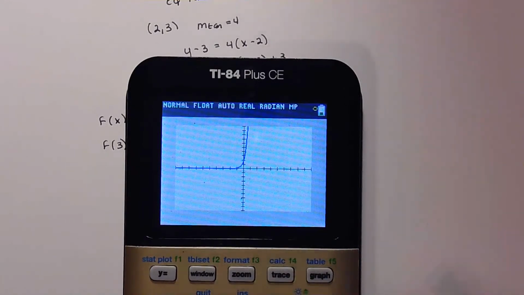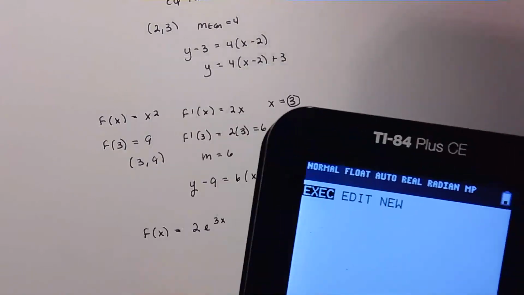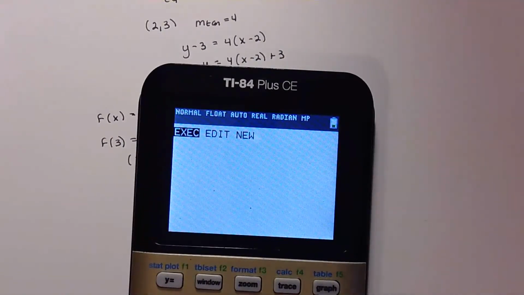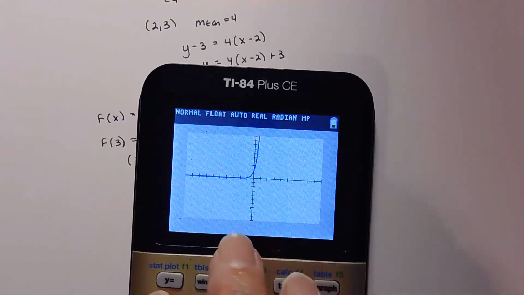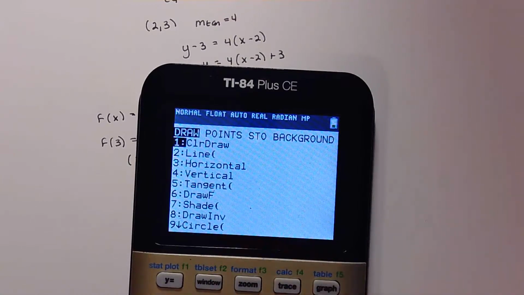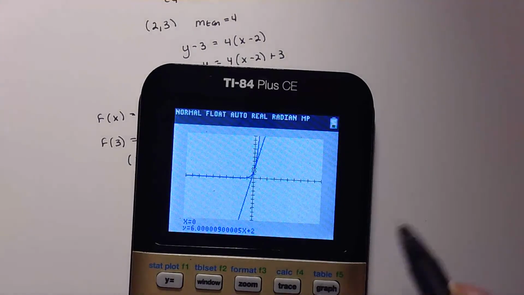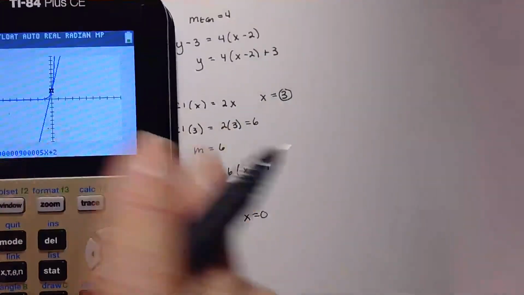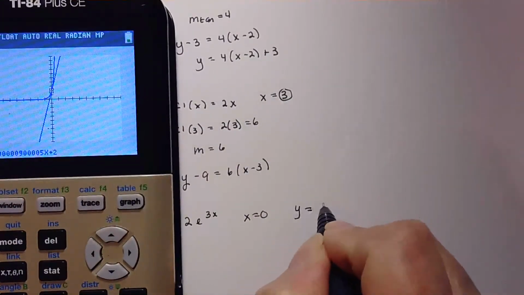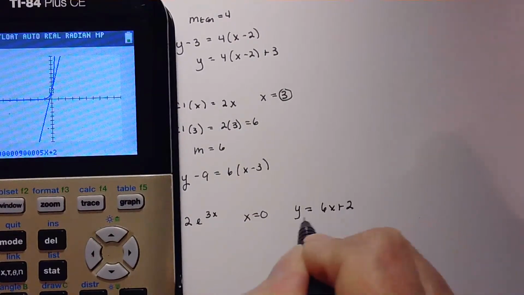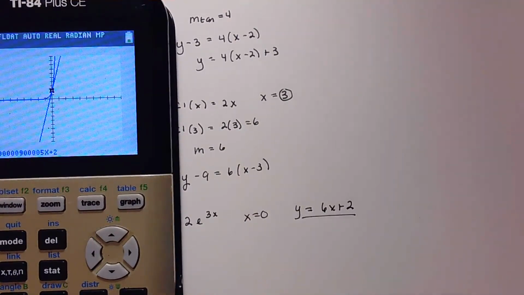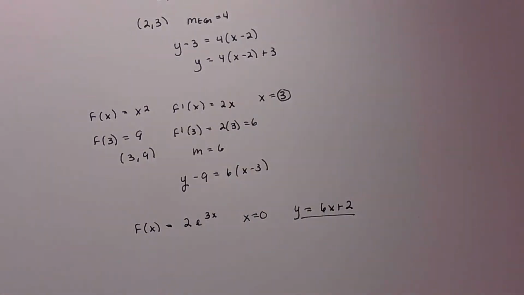There it is. And at that point, I can do second, draw 5 at x is equal to 0. Oops. Second, you see how I press buttons and they don't press? Second, draw 5 at x equals 0. And not only will that draw my tangent line, it's going to give me the equation. And it's clear that we got the line. We would say y is equal to 6x plus 2. Done.